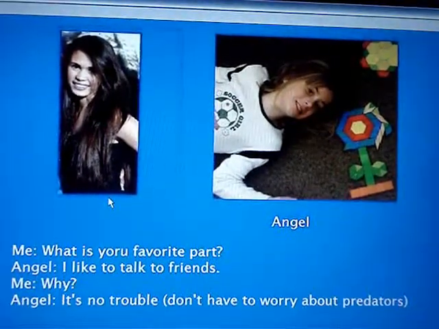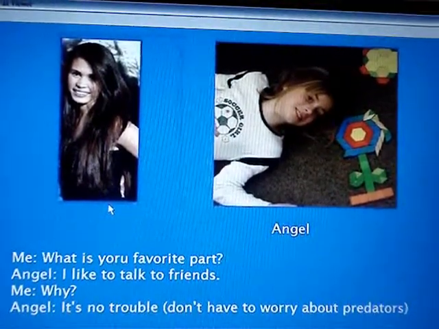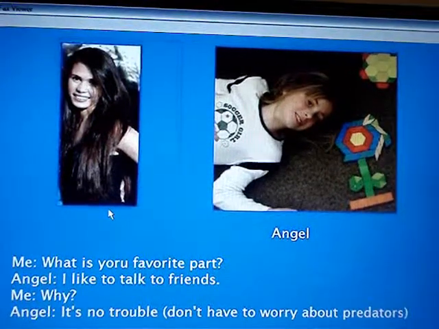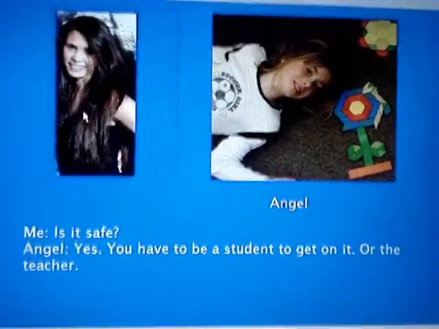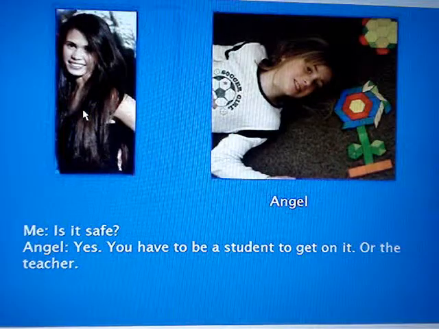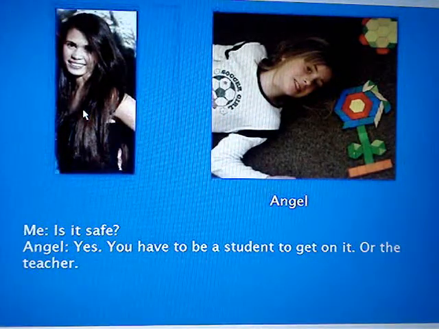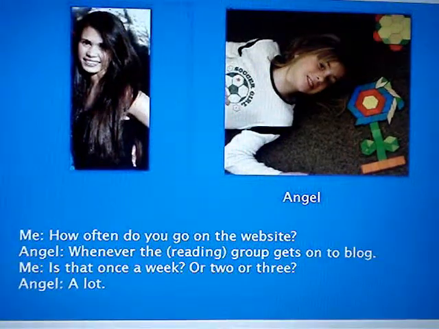Question 3. What is your favorite part? Angel said, I like to talk to friends. I asked why. It's no trouble. I asked her if she thought it was safe. She said yes. You have to be a student to get on, or the teacher. I asked Angel how often she got on the website. She said whenever the group gets onto blog. I asked her if that was once a week, 2, or 3. She said a lot.